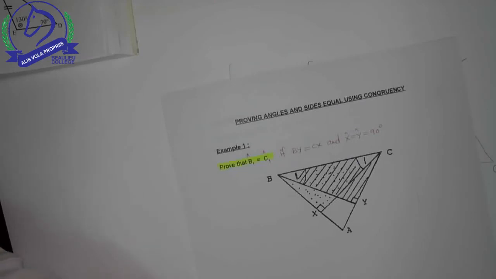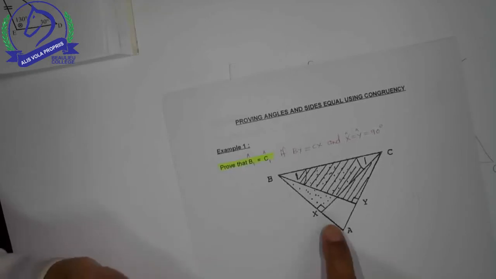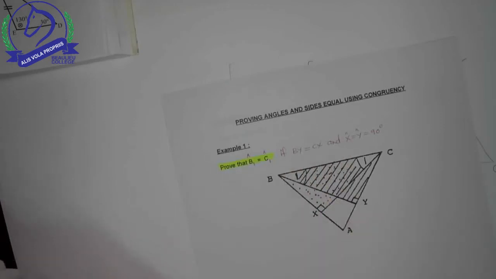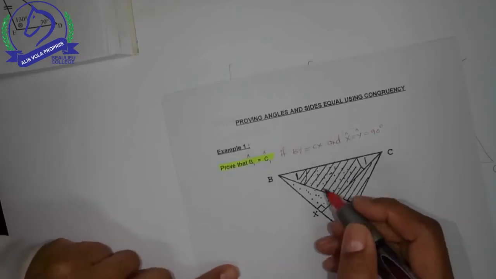Now remember, congruency helps you prove corresponding angles and sides equal. So my advice to you is, obviously if you have parallel lines, etc., you will look to see if you can get alternate angles and corresponding angles. If you don't, like in this case, congruency is the way to go. Now, what is given in this information is that BY is equal to CX. So step 1, read the question, mark the given information on the diagram.